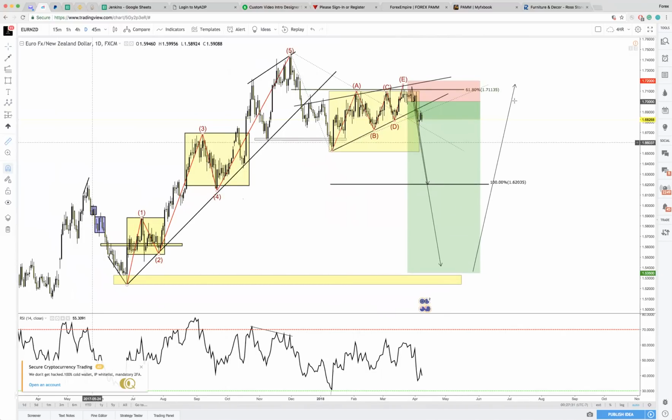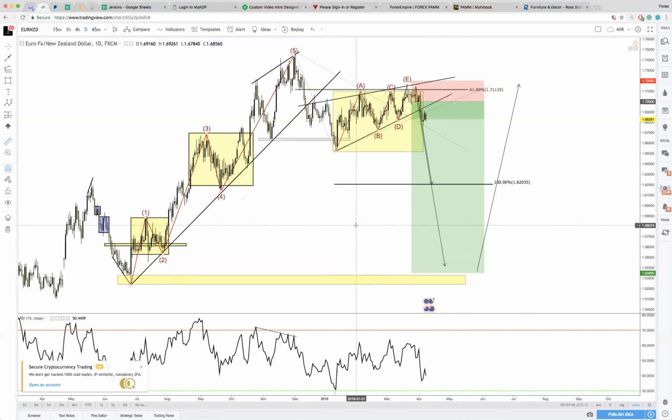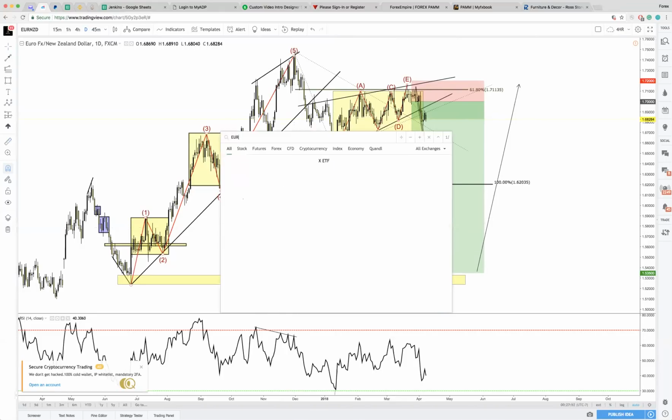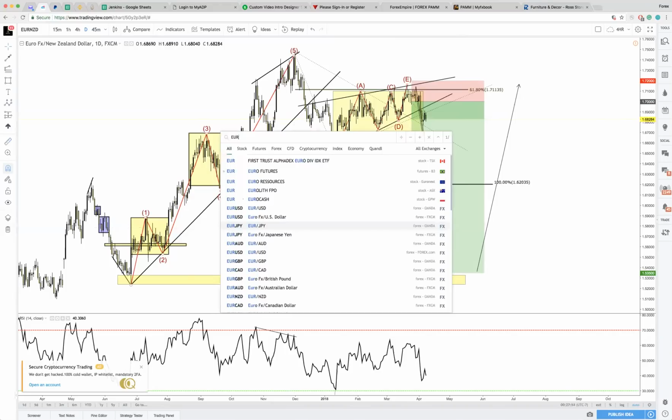Let me count how many pips that is. 170 pips in profit already, and 1600 pips, 1650. That's gonna be a lot of pips. So we'll wait it out and just swing it, okay? Now let's get to Euro NZD, AUD.